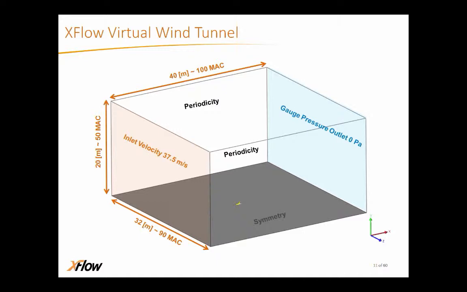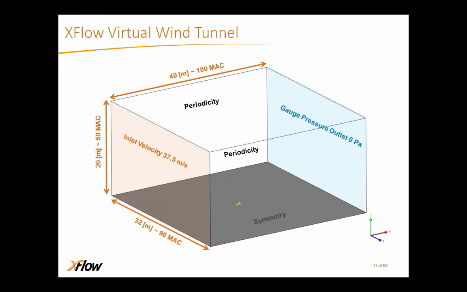We're going to use an inlet velocity of 37.5 meters per second, and we're going to use a gauge pressure outlet of 0 Pascal. And finally, as I said earlier, we got periodicity boundary conditions on the side, on the Z-axis, and then a symmetry plane on the Y-axis.